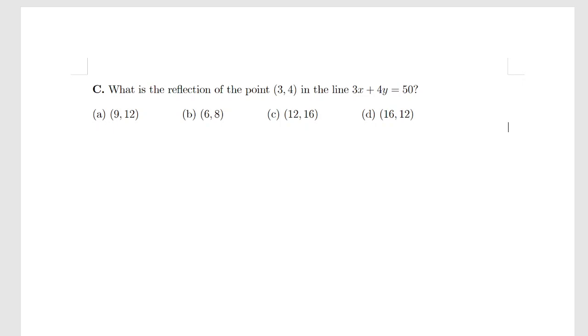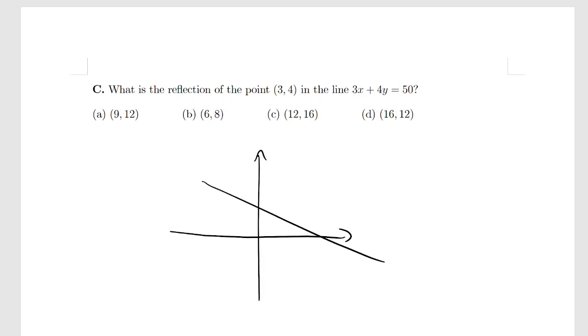So 3x plus 4y equals 50 is a downward sloping line, and we know that the x-intercept and y-intercept of that line should be positive, right? So we could just roughly sketch such a line. Let's say we had that, and we had the point (3, 4). It doesn't really matter where it is. Let's say there, and so that's 3x plus 4y equals 50.